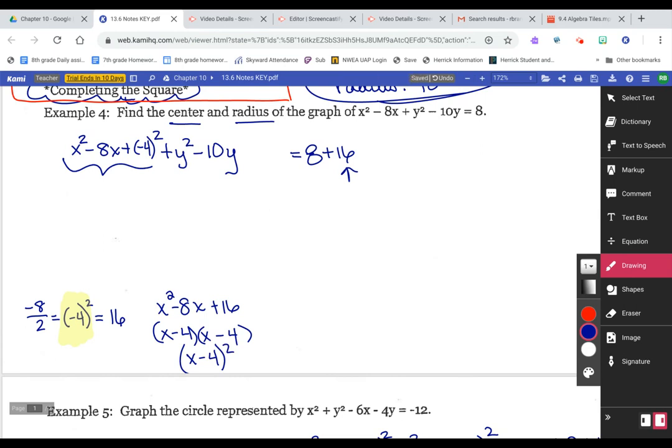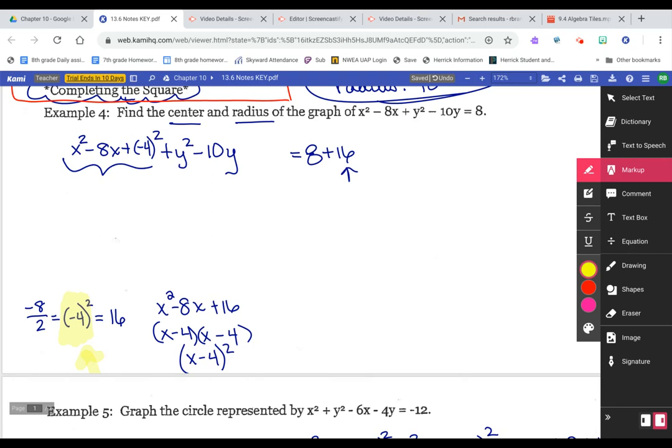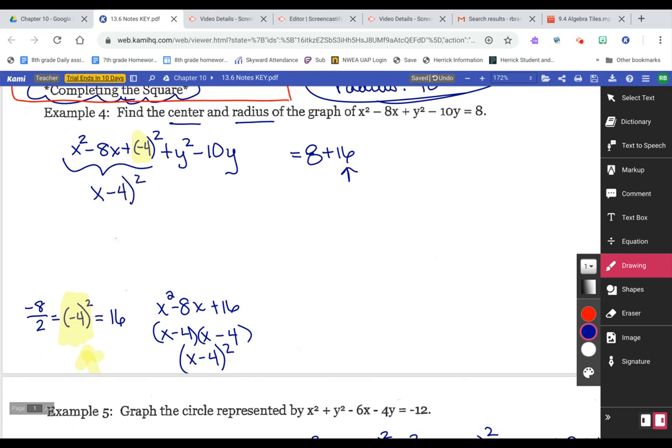If I keep it like this, negative 4 squared right here, that automatically tells me how to factor it. I could just go into x minus 4 squared right away. If you feel like doing it this way, by all means, go ahead.